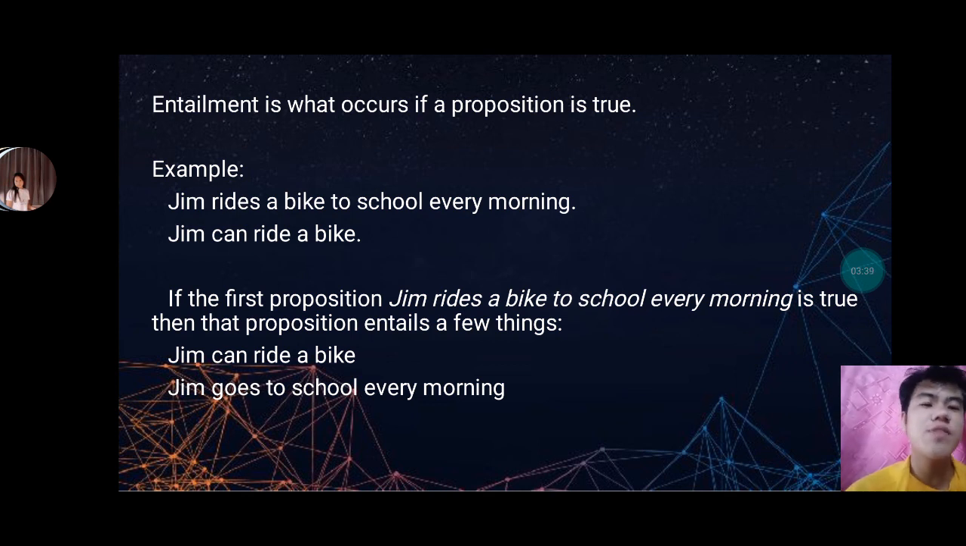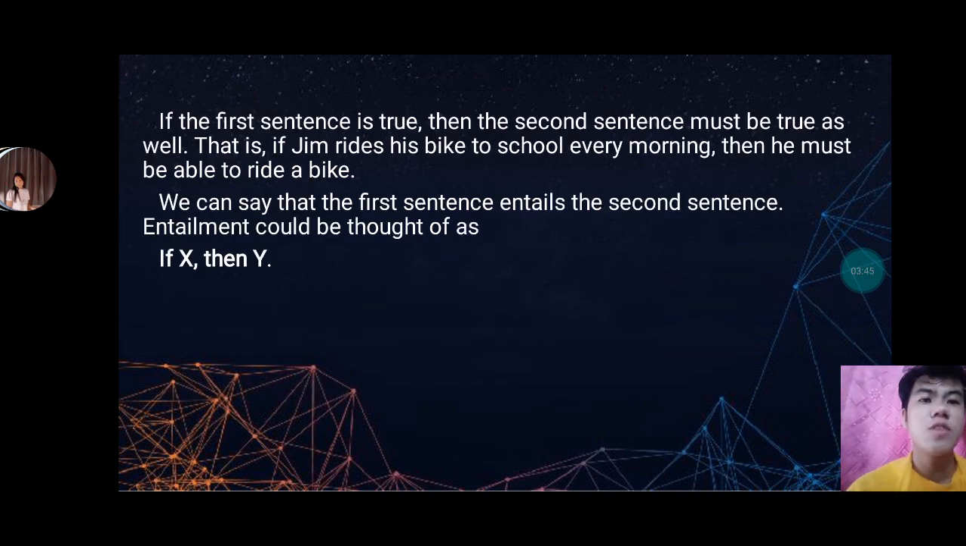If Jim can ride a bike, then of course Jim goes to school every morning. So if the first sentence is true, then the second sentence must be true as well. That is, if Jim rides his bike to school every morning, then he must be able to ride a bike. We can say that the first sentence entails the second sentence. So the entailment could be stated as if X, then Y. So they are equivalent.